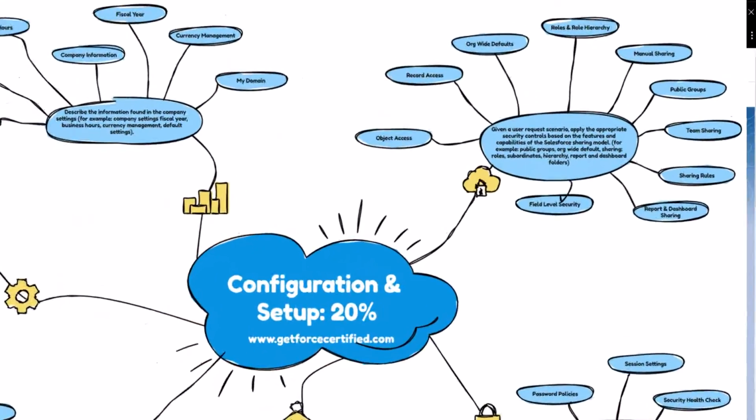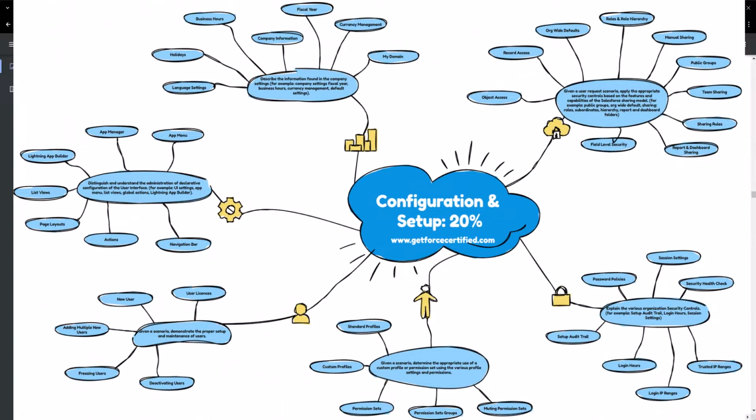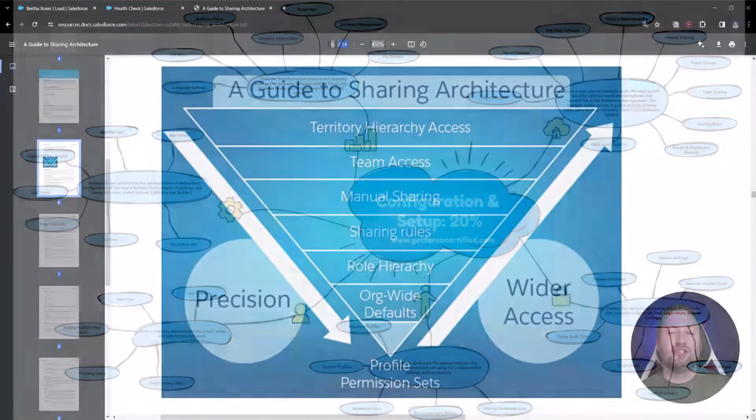In this objective, you need to know a lot. You need to know about object access, record access, features such as org-wide defaults, roles and the role hierarchy, manual sharing, public groups, team sharing, sharing rules, report and dashboard sharing, and field level security. This is a biggie. Before we head into Salesforce, I want to show you something.